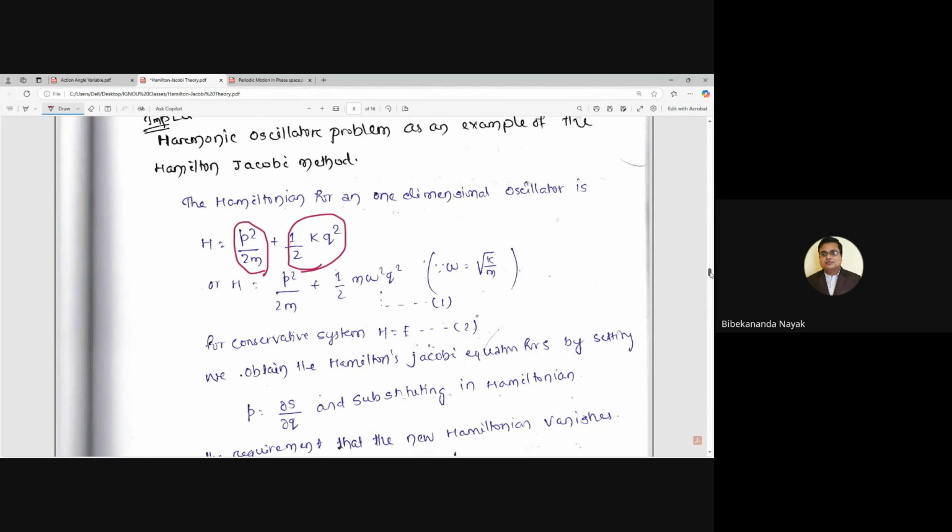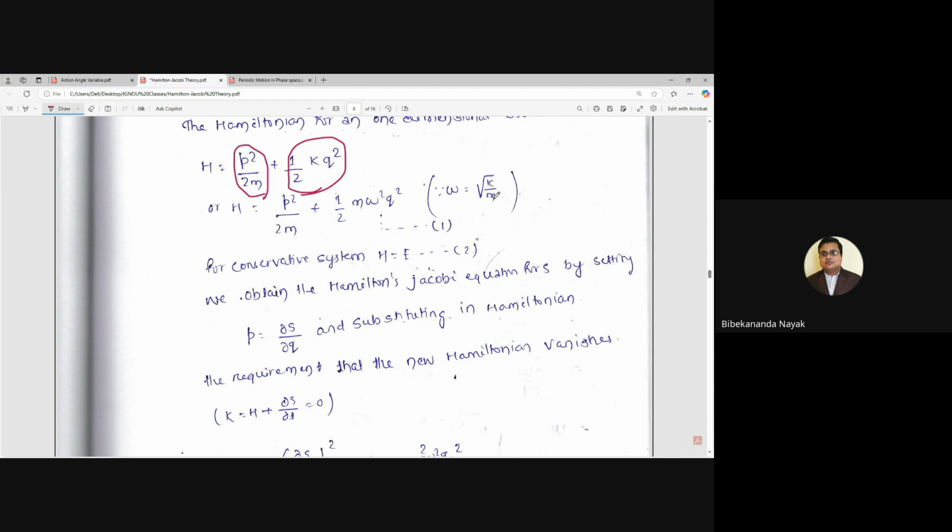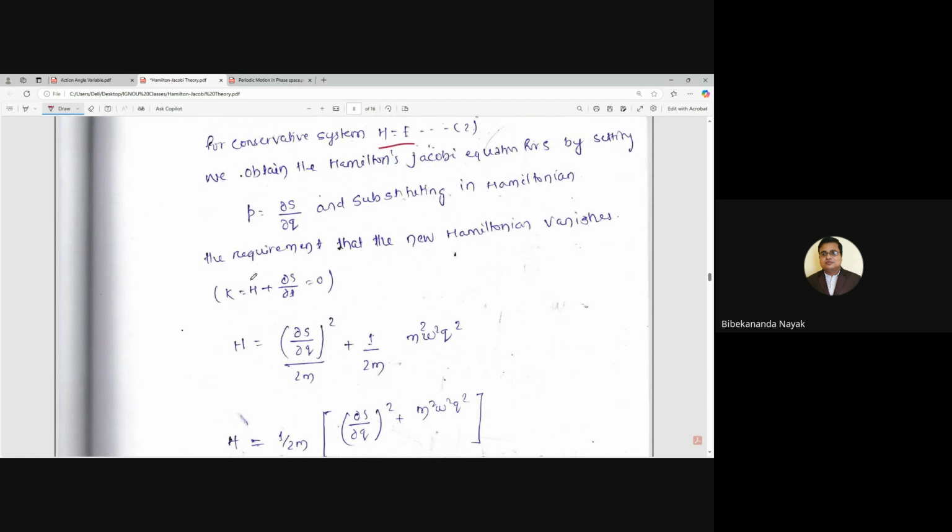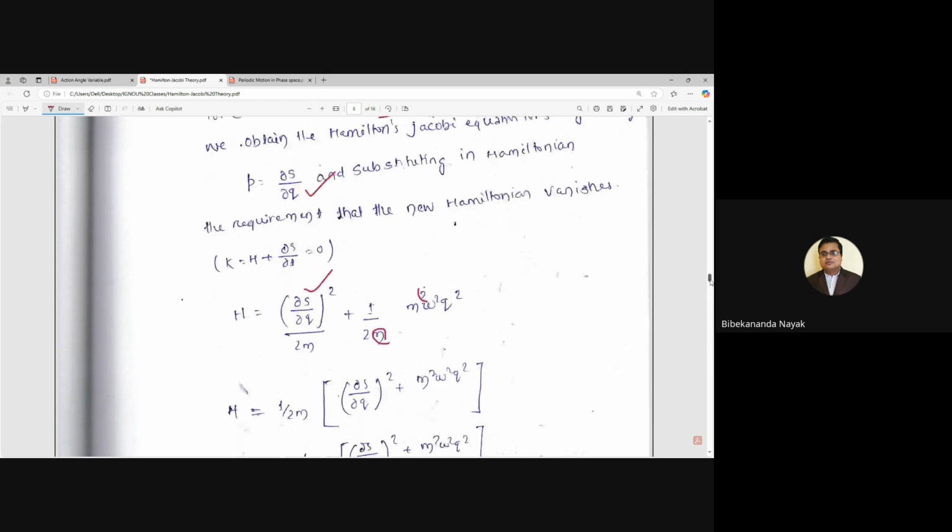We already did it in the Lagrangian formulation. Or, putting omega equal to the root of k by m, k equals m omega square. For a conservative system, H is equal to E. Now the Hamilton-Jacobi equation we can get by setting p equal to ∂S/∂q. Okay. We have the Hamiltonian p²/2m plus ½kq², meaning ½mω²q². Now slightly rearrange it. We know p is equal to ∂S/∂q. Put it in, then multiply by m omega and divide by m omega. So it will be m²ω²q² over 2m. Okay, 1/2m taking common: (∂S/∂q)² plus m²ω²q².